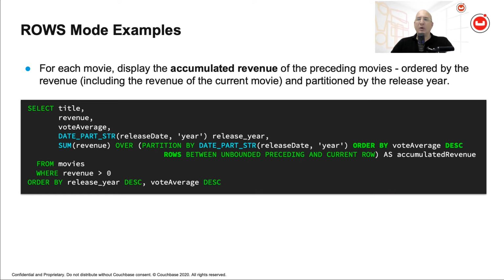We'd like to display all the movies and the revenues partitioned by the release year and ordered by the rating, from the high score to the lowest score. And next to each movie, we'd like to display the accumulated revenue of all other preceding movies in the list. So we use the sum function to sum all the preceding movies, and we define the frame with rows between unbounded preceding and current row. That way, the sum function will be activated on all the values in the frame per each document. Let's execute this query using the analytics workbench.